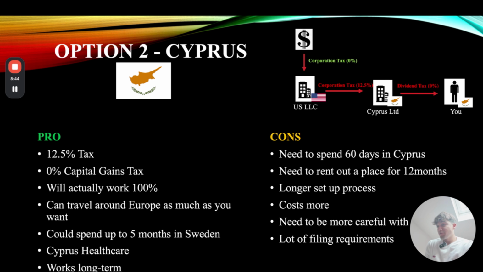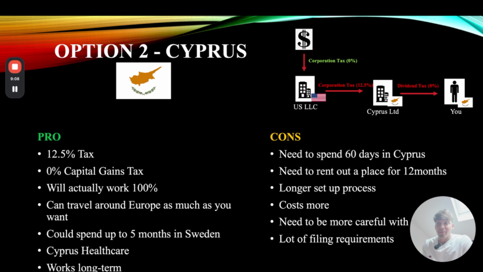But this is, if you've got more money, you need to actually spend 60 days in Cyprus, and that's not the problem. The problem is you need to rent a place for 12 months. You need to have a house. Your main base needs to be in Cyprus. And obviously, if you're only spending 60 days, then you're renting this house but not actually using it. So you're kind of losing money. It depends how much money you're making.